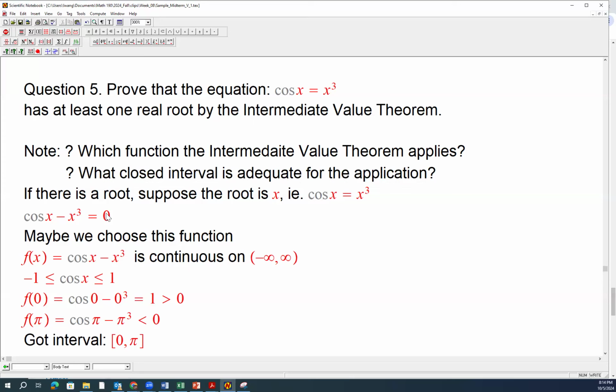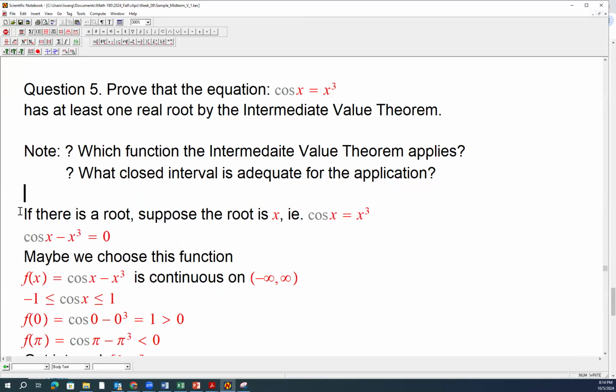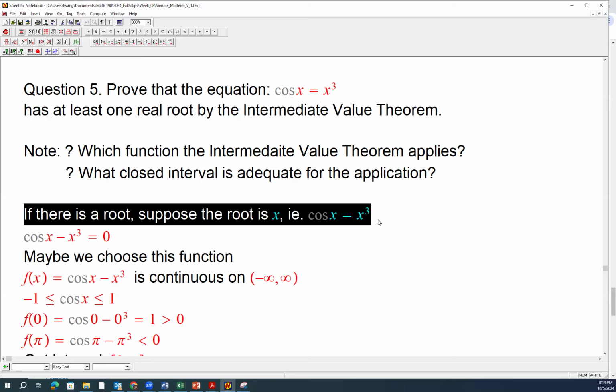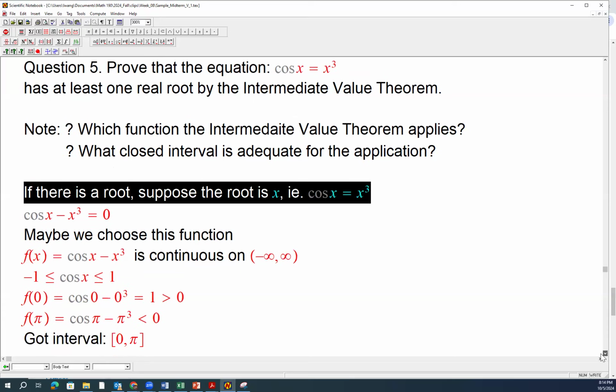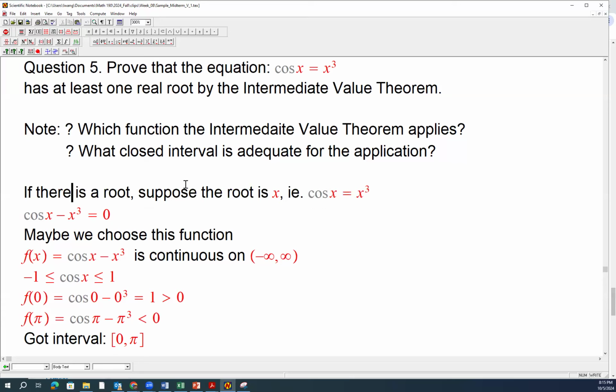So let's first identify the function. What is the narrative to identify the function? Well, if there is a root, we're going to reason from the conclusion backward. Obviously, there's going to be a root, otherwise they wouldn't be asking us to prove it. So if there's a root, and suppose that root is x, then this will be true. If this is true, then cosine x minus x raised to the power 3 will be 0. So that's why we chose this function.